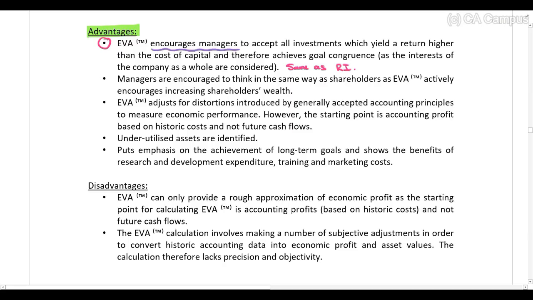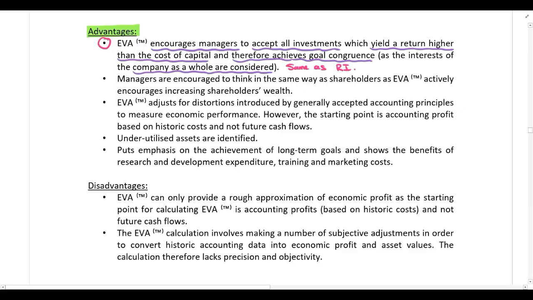EVA encourages managers to accept investments which yield a return higher than the cost of capital, and it therefore achieves goal congruence, as the interests of the company as a whole are considered. So the only performance measure where we had an issue where managers were not necessarily making goal congruent decisions was when we looked at return on investment. Residual income overcame that disadvantage, and because EVA applies the same mathematical logic, it also overcomes that disadvantage.